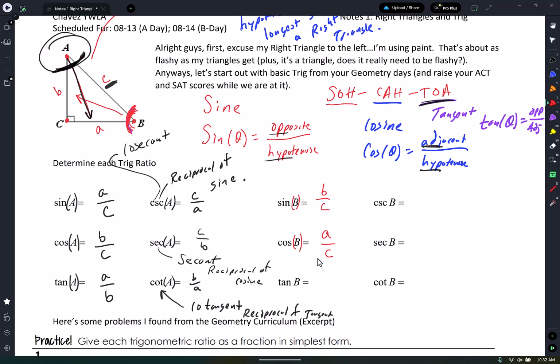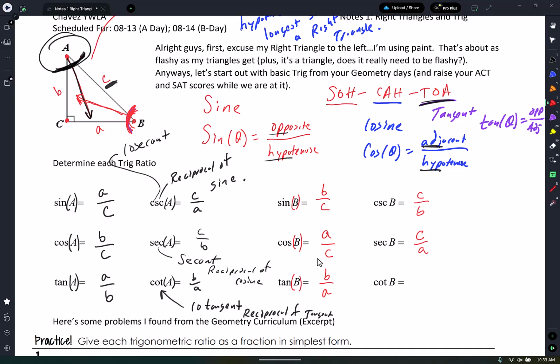All right, tan B. We're looking at angle B, guys. Opposite over adjacent. B over A. How do you feel? Not bad, right? All right, what's cosecant of B? C over B. That's a reciprocal of sine. What's secant B? It's a reciprocal of cosine. So I'm going to write C over A. Good job.